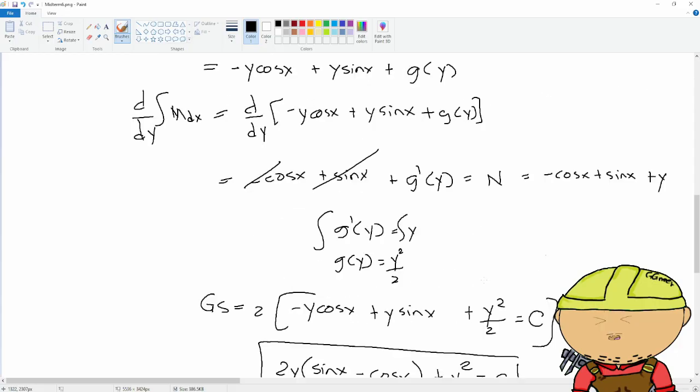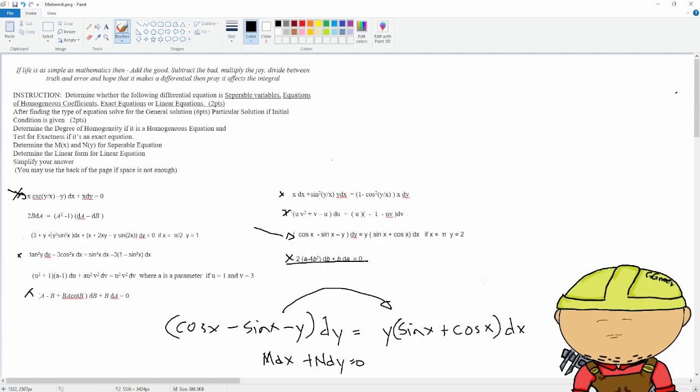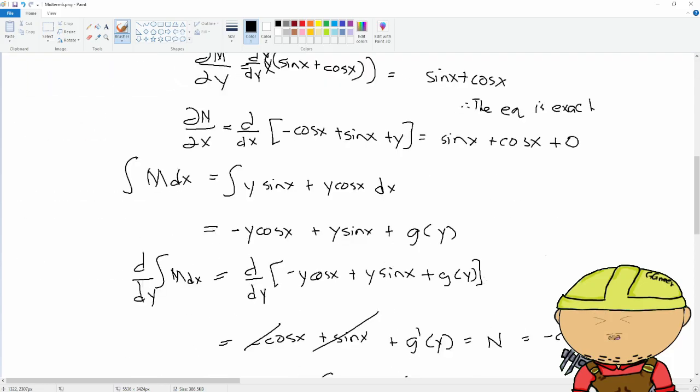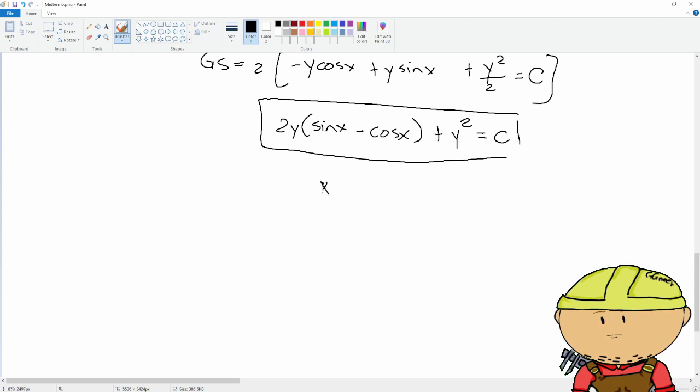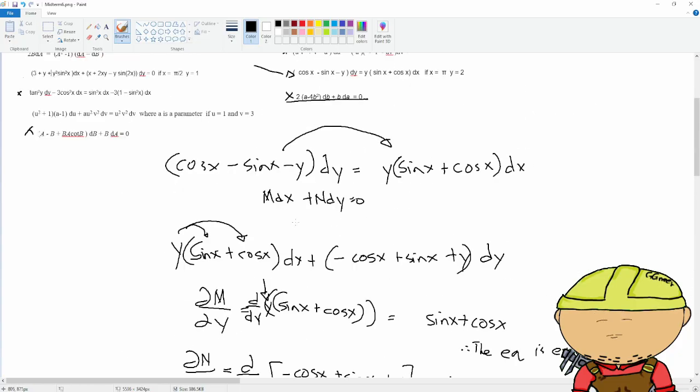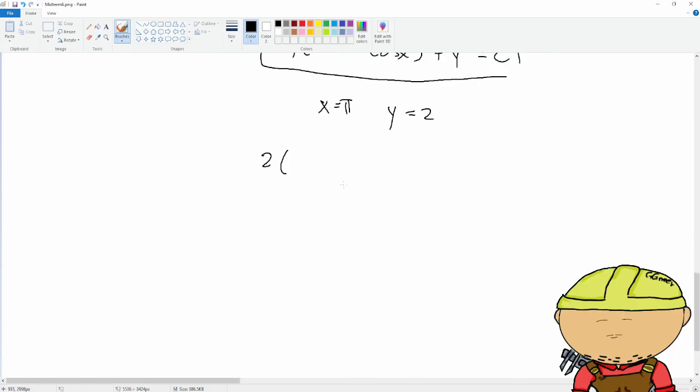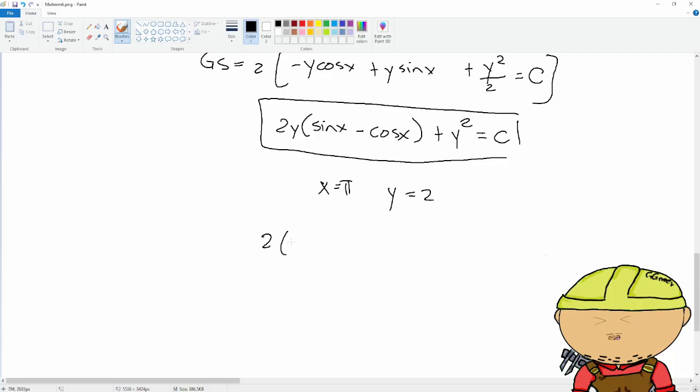Okay, is there an initial value problem given? What did we solve? This one: x is equal to pi, and y is equal to 2. Substituting, 2 times 2 sine pi minus 2 times 2 cosine pi plus 2 squared is equal to c.